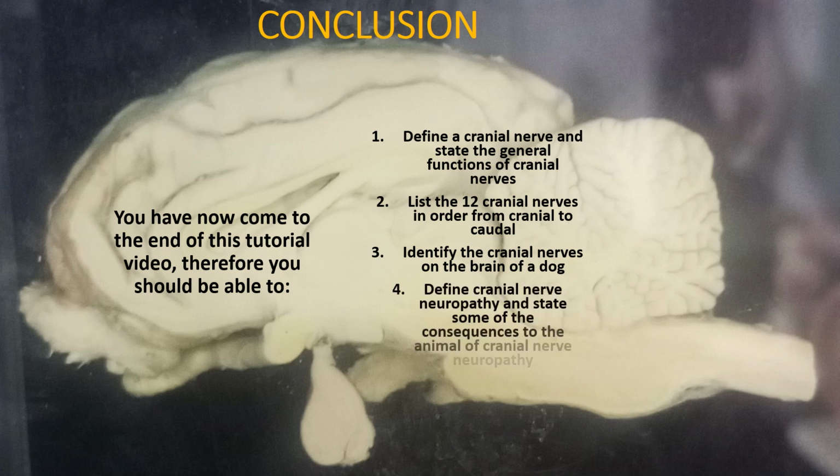You should also be able to define cranial nerve neuropathy, and you should also be able to state some of the consequences to the animal if cranial nerve neuropathy was to occur.